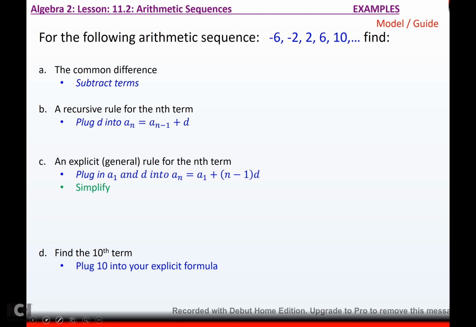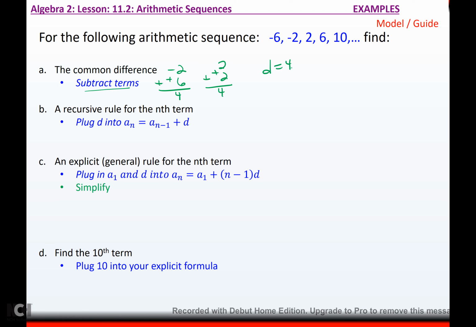Alright, it says, for the following arithmetic sequence, find d, the common difference. To do that, you subtract terms. So negative 2 minus a negative 6, double negative terms, that's positive. 2 minus a negative 2 turns positive is 4. So my common difference is 4.